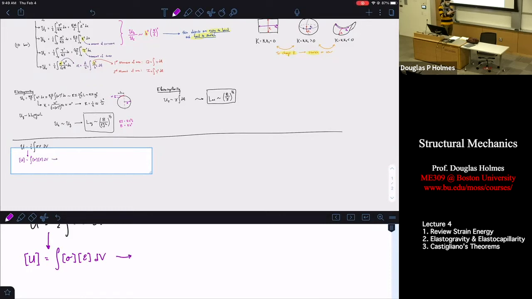So stress is easy, newtons per length squared. Strain is easy, it's dimensionless. So we can just say it's length per length.